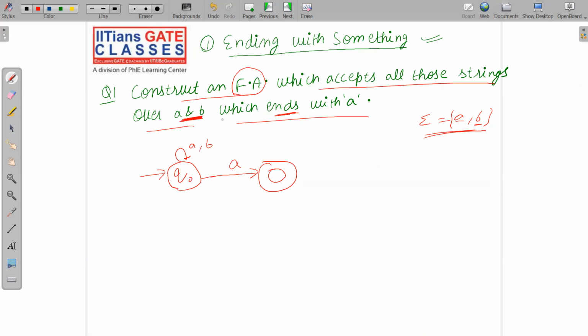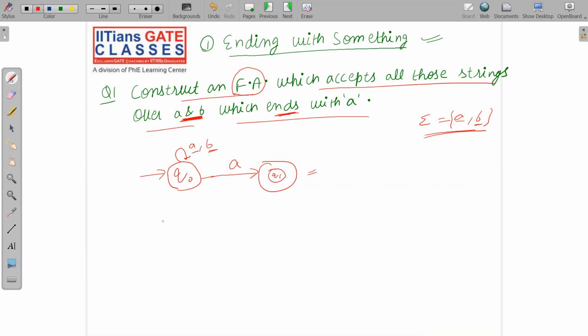Why? Since we are saying ending with A, on reading A we will move to this final state. Initially, whatever comes, we really don't care, so we apply a self loop of A comma B on Q0. Whether A or B comes, we keep on moving on Q0 itself, and as soon as the last A comes, we move to this final state, that will be Q1.